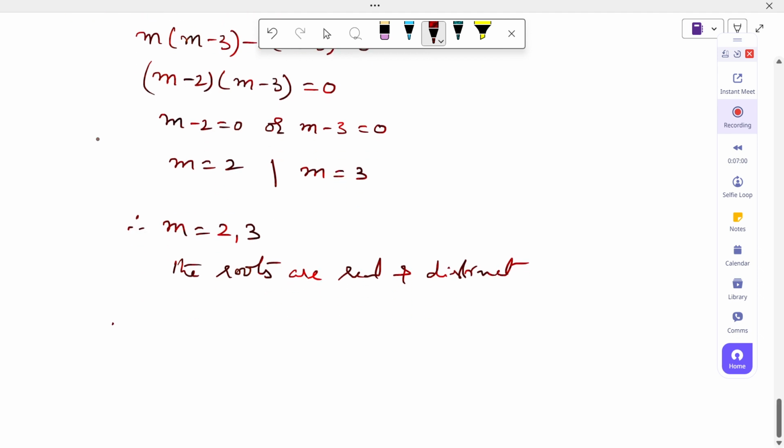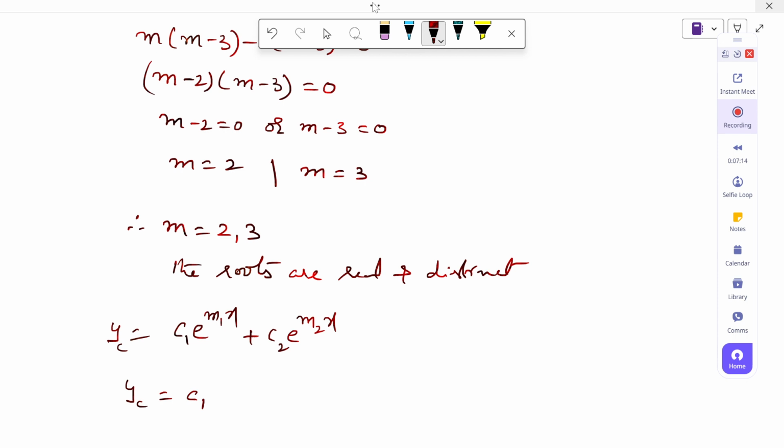So your complementary function is y_c equals c1 e to the power of m1 z plus c2 e to the power of m2 z. Sorry, this should be z. Same: e to the power of 2z plus c2 e to the power of 3z.